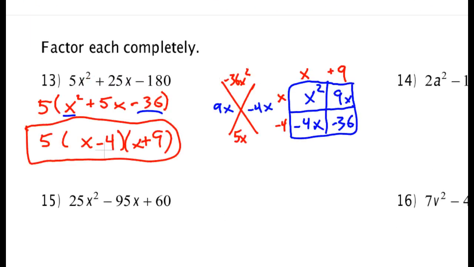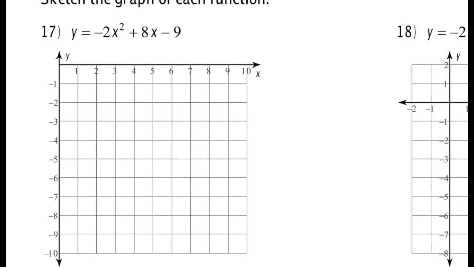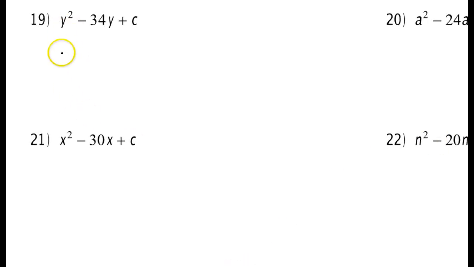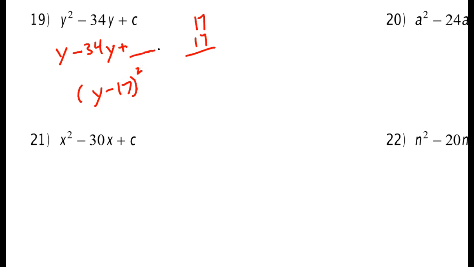Some of these have a GCF, some of them don't. For 17 and 18, just practice graphing. We've been doing plenty of that. And when we get down to here, more practice finding the C. What's half of negative 34? Half of negative 34 is 17. 17 times 17. I'll let you go ahead and factor it or multiply it and figure it out. So we'll do the same thing. A little bit of everything. All right, good luck on that.